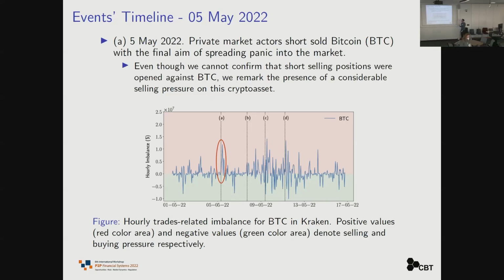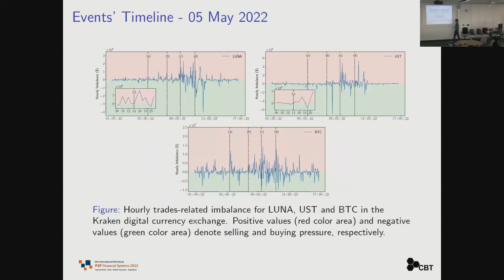Obviously, as you can read here, we cannot confirm this. We cannot say there were Bitcoin short positions in order to take it down. But it's true that if it happened, it should be here, on the 5th of May. Because above all, we do not detect any kind of selling pressure with Luna. If you check, we did Ethereum and all the biggest cryptos, and we didn't see any relevant selling pressure. It was only detected with Bitcoin.